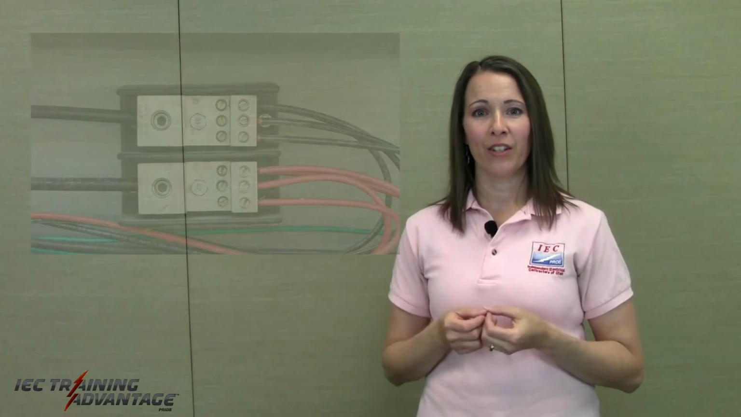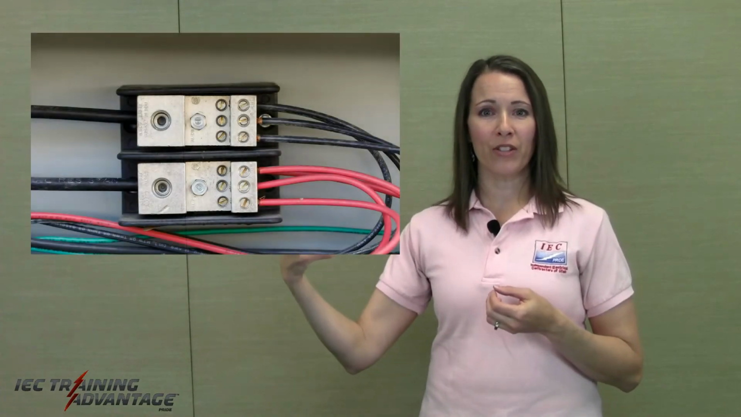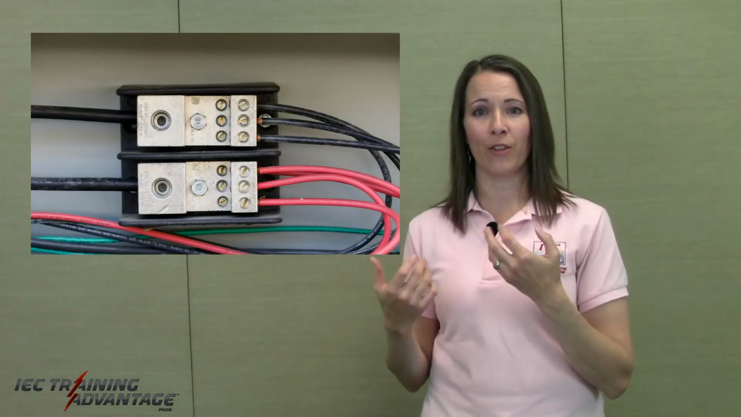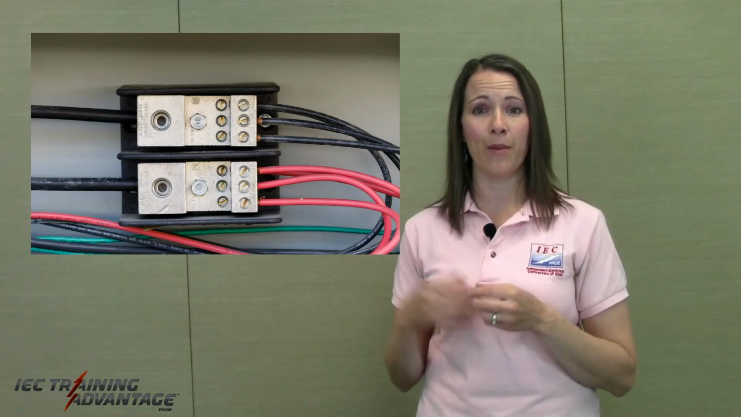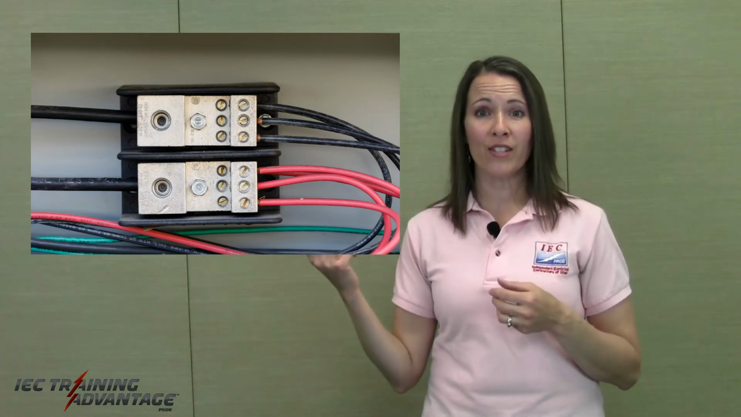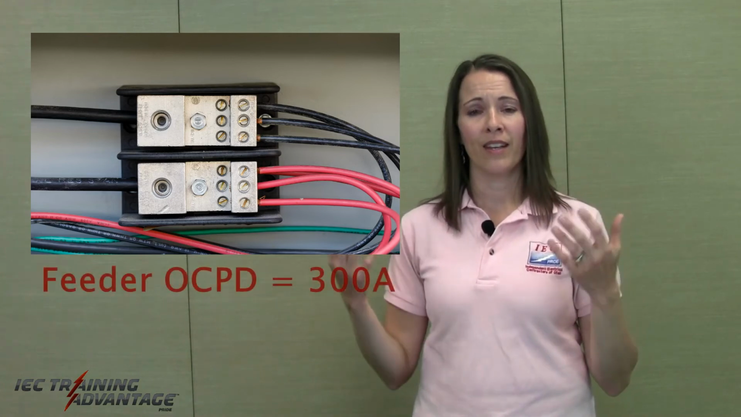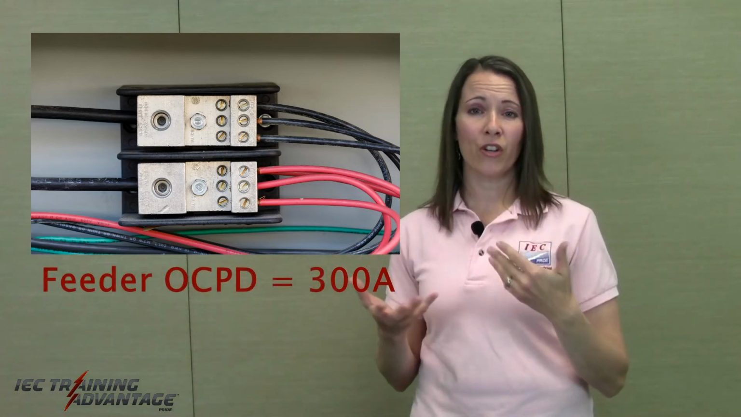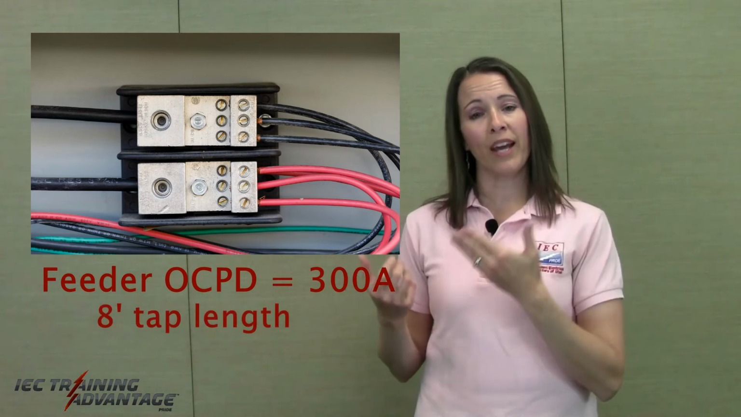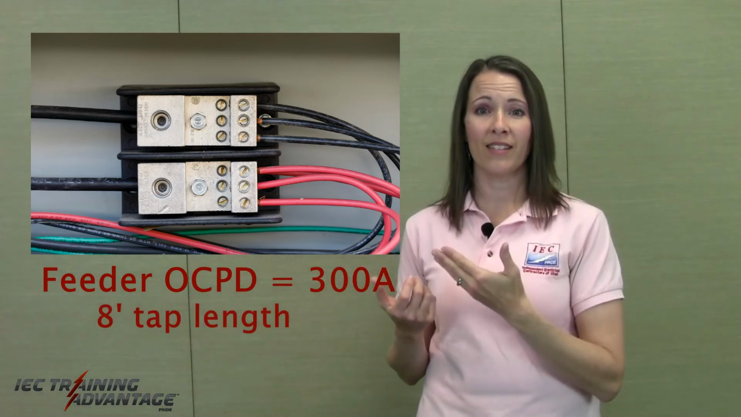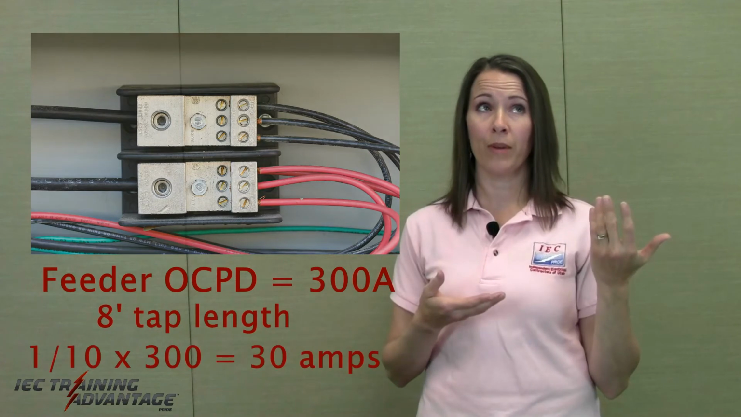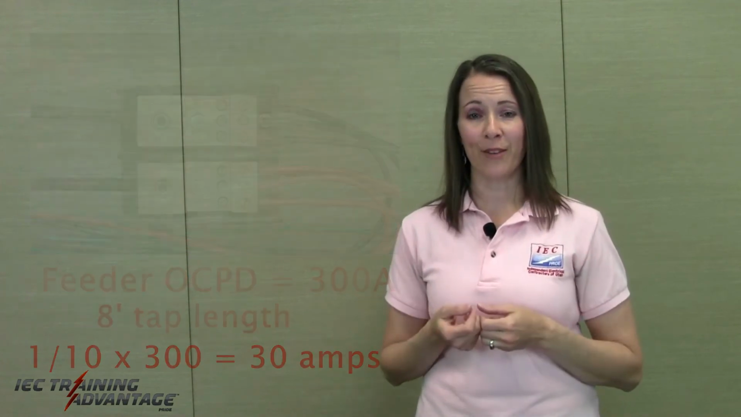Here we have an example of a tap termination. On the left, you can see larger wires coming in, and out to the right, you can see those smaller wires. We're going to call those our taps, and the wires to the left are going to be our feeders. Let's say that those feeders have an overcurrent protection device that is 300 amps. And these tap conductors are 8 feet long. They would have to have an ampacity of not less than 300 divided by 10, or 30 amps.